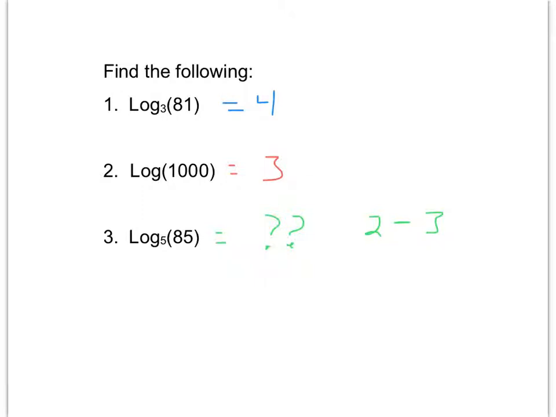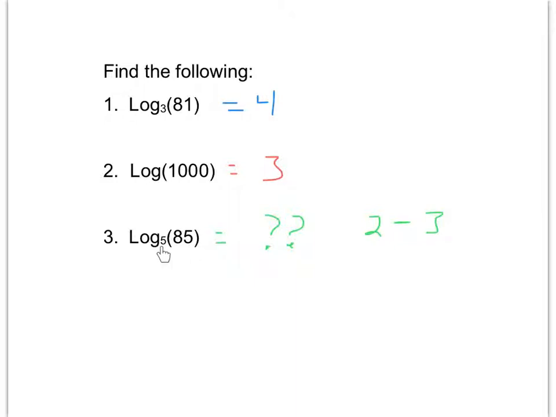Okay, you should have found that the first one is 4, because 3 to the 4th power is 81. You should have found that the second one is 3, and again, remember this is a common log, so this means log base 10. 10 to the 3rd power, of course, is 1000. And this guy, log base 5, so 5 to what power is 85? Well, I don't know. That's one that we can't do without a calculator, and even with a calculator, you don't quite yet know how to do it. But I'm hoping you arrived that it's going to be 2 point something.